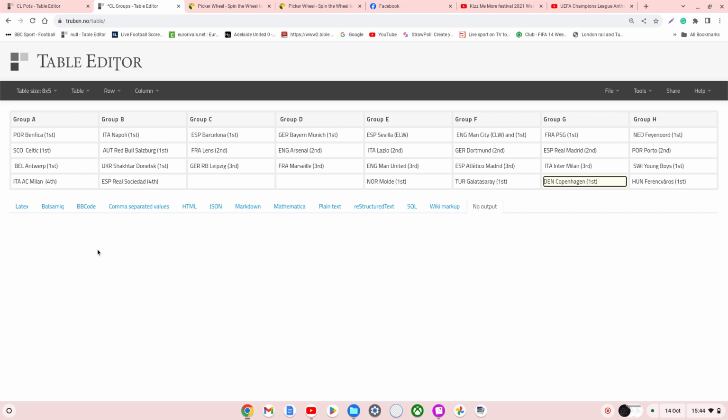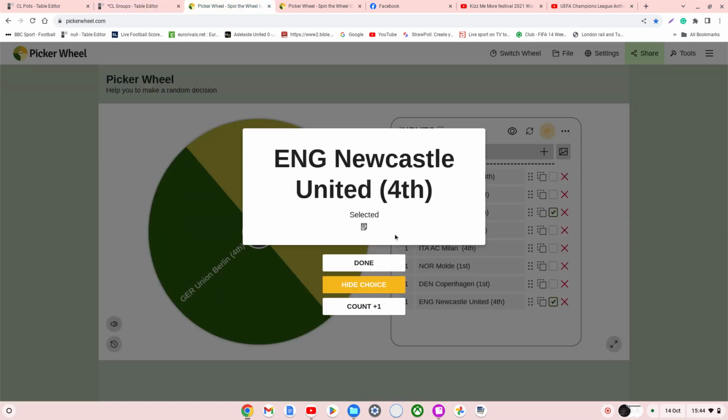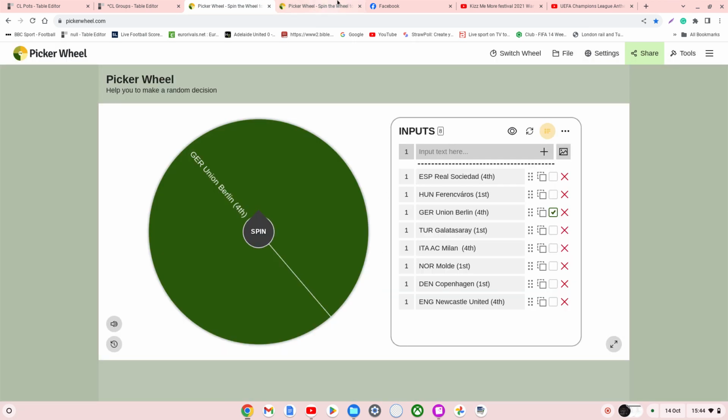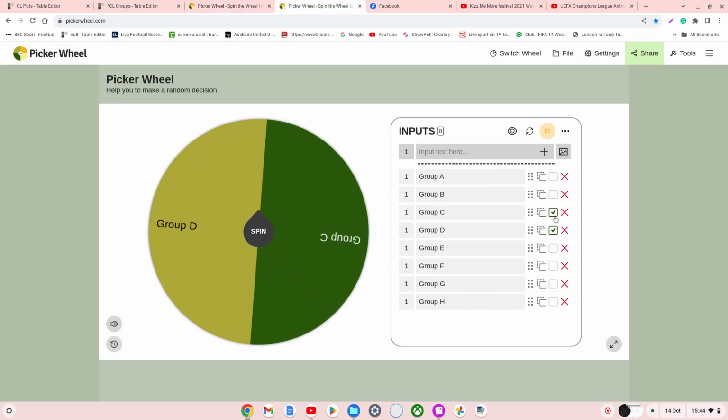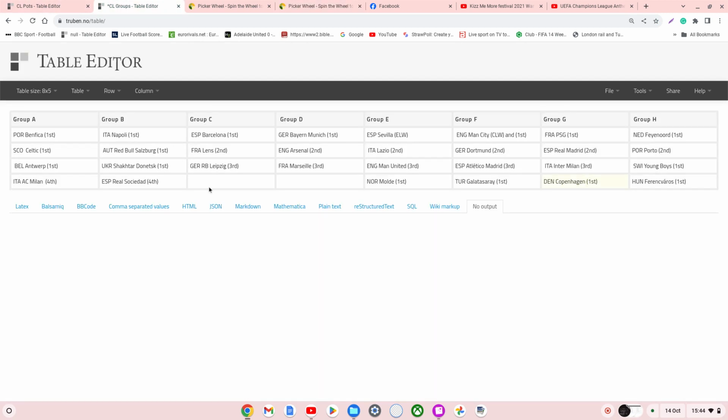Okay, Manchester City on the right, Arsenal on the left, and Manchester United are on the right. So they only have Group C as the only available option. They cannot be in Group D because of Arsenal. So Newcastle United will be in Group C, and their opponents are RB Leipzig, Lens, and Barcelona.